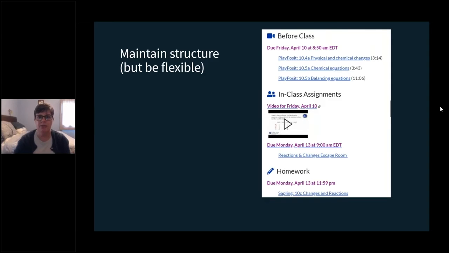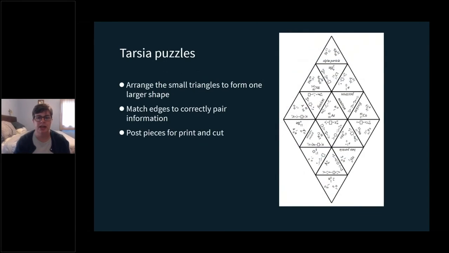So what I want to take the next few minutes to look at is some of the activities. The first one is Tarsia puzzles. This is one of my favorite types of activities. There's a free program that you can build this in, and there's a link to my website where you can get information about that later on. But I think it's also useful to see how I'm doing this now.